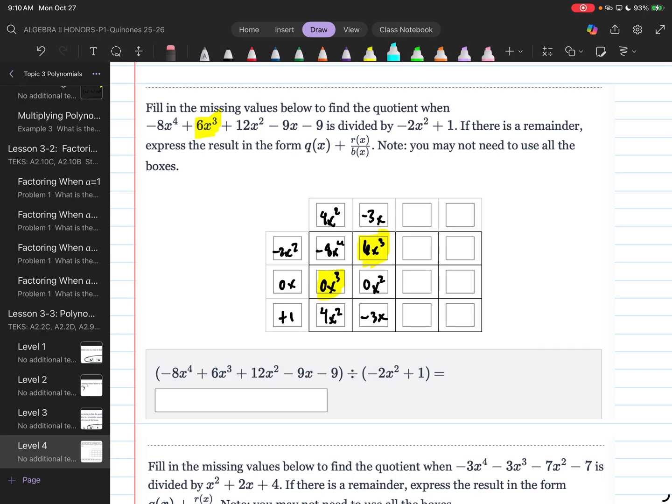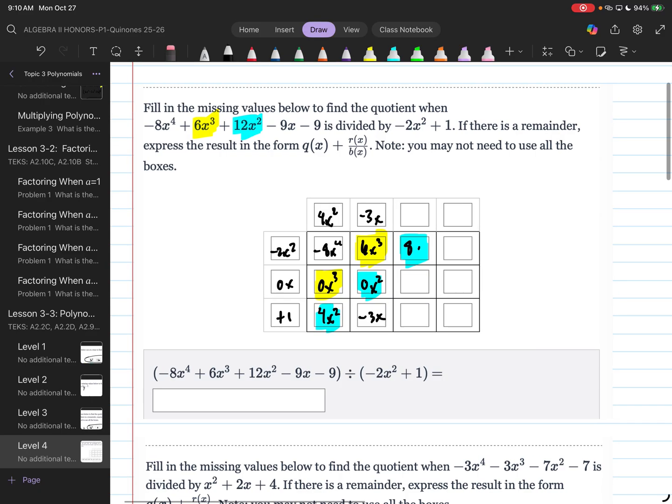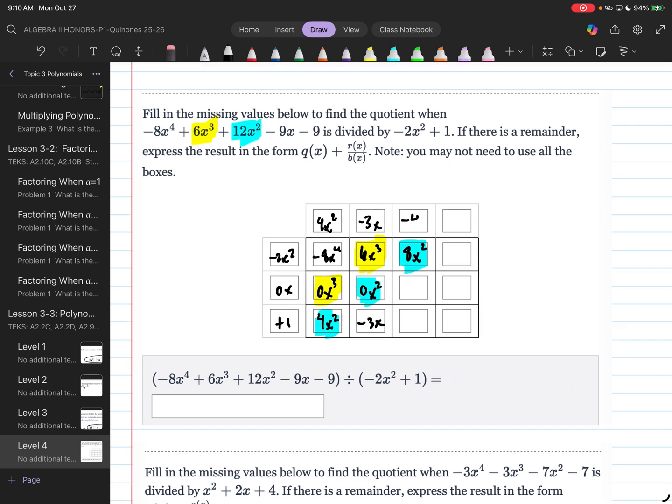Now I need this term, and this term to add up to give me 12x squared. Well, I have 4x's right there. I have 0x squared. So what do I need up there? 8x squareds. So negative 2x squared times what will give me 8x squared? That is negative 4. Okay, this turns into 0x. This turns into negative 4.